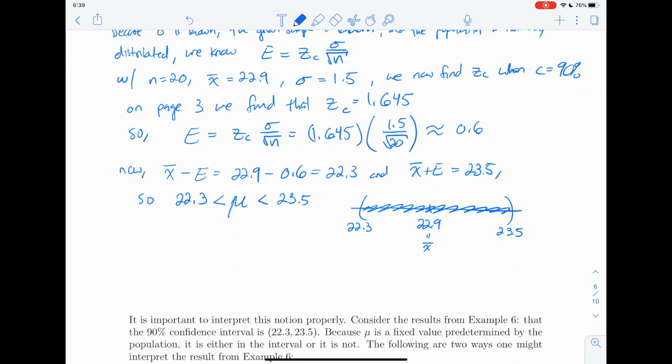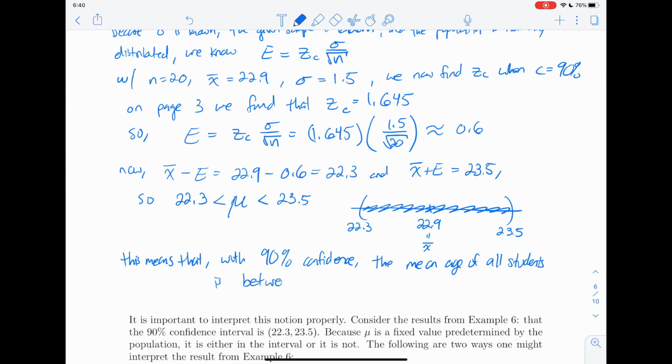This is all sort of mathematical, so what is the interpretation that we want to try to adopt here so we can actually use these words to convey what we're trying to say? So what we might say is that this means that, with 90% confidence, the mean age of all students is between 22.3 and 23.5 years.